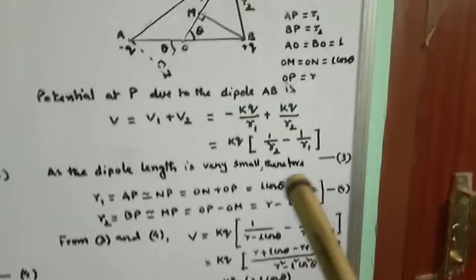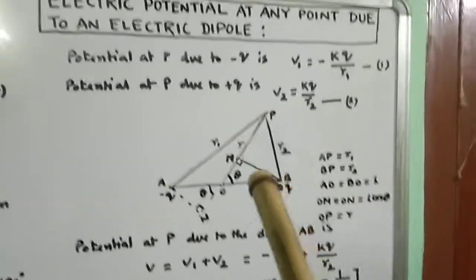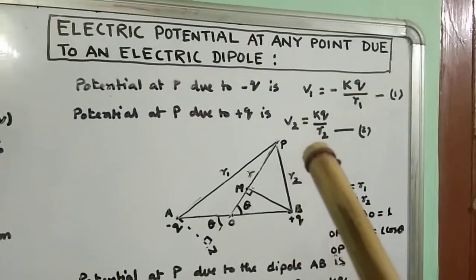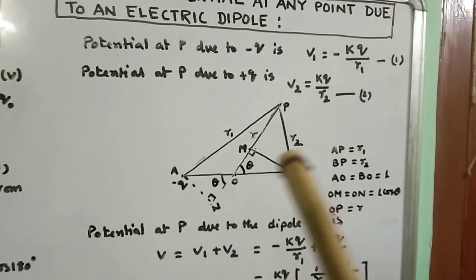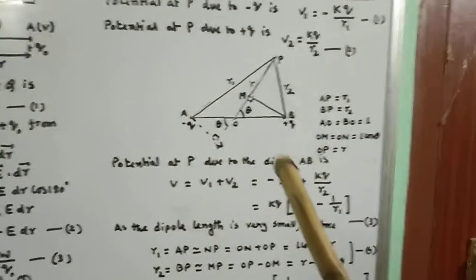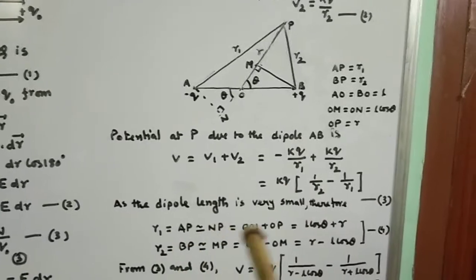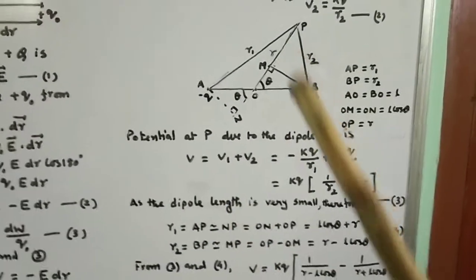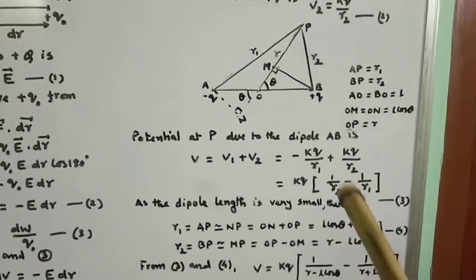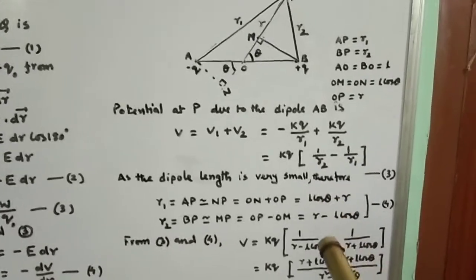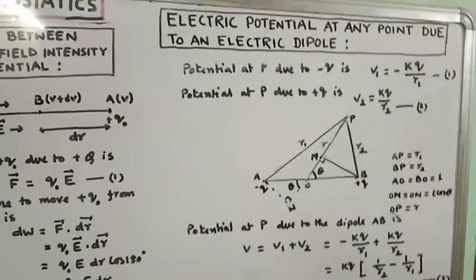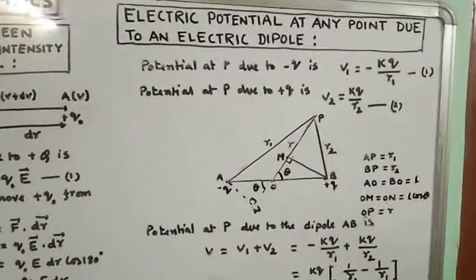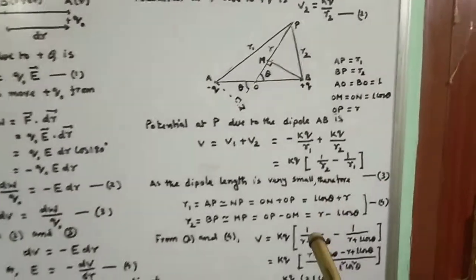So this topic is very important, and every alternate year or in consecutive years this used to come in the board exam. So only the approximation part you have to understand. Once you understand the approximation part, the rest is very simple. You only have to substitute and go for simple mathematics. So this is all about the electric potential at any point due to an electric dipole.